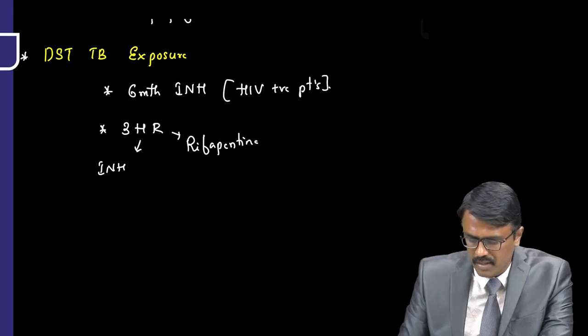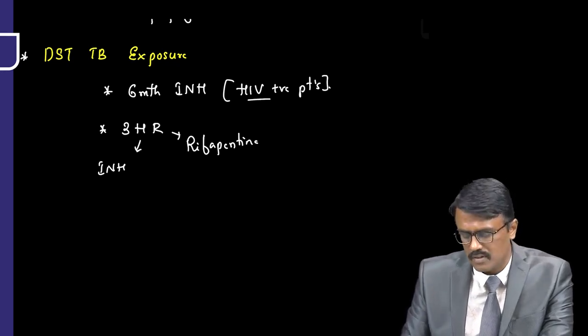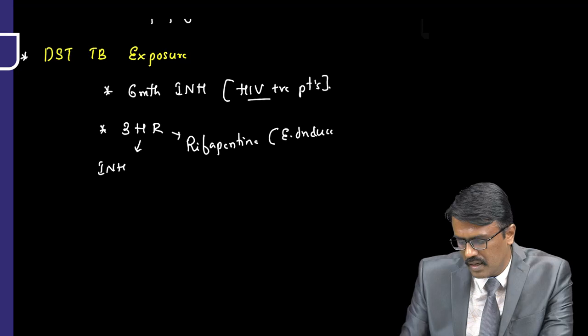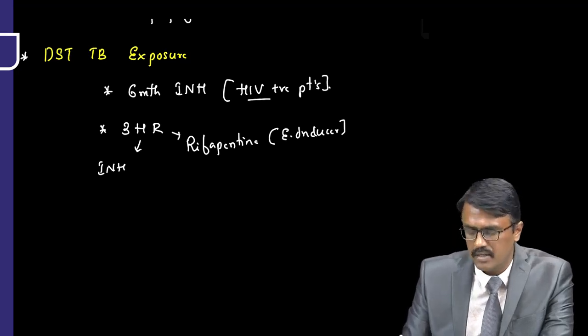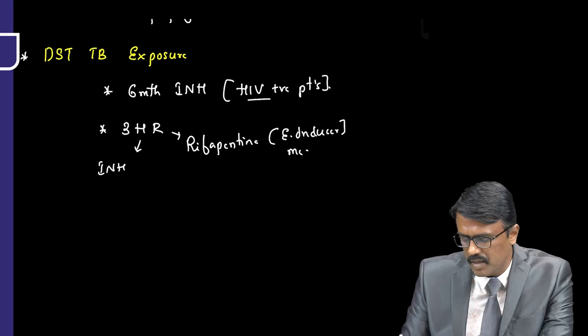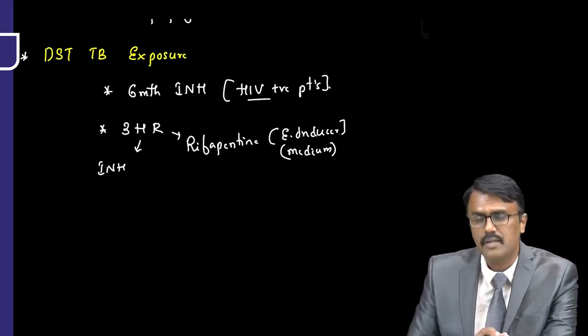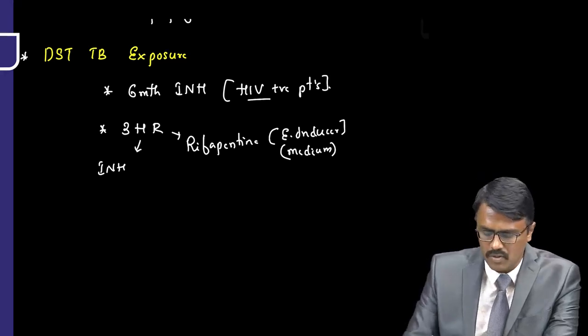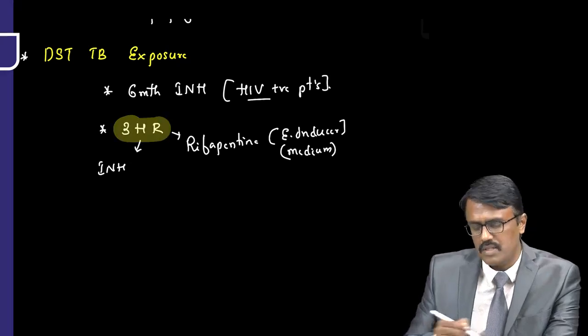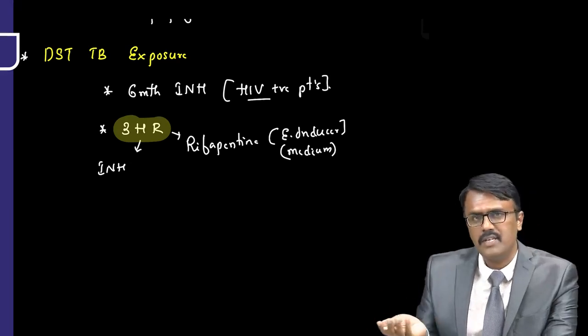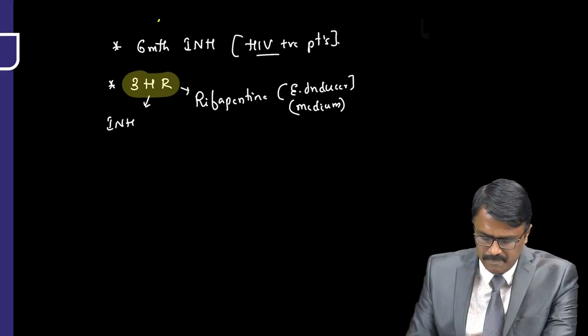The reason why rifampicin is not used in HIV positive patients is that it has an enzyme induction property, and compared to rifampicin, the enzyme induction property of isoniazid is medium. So since it's an enzyme inducer, there is a chance of drug interactions with HIV drugs. So that's why we avoid it in patients who are HIV positive. Otherwise, other patients who are close contacts, immunocompromised, we can go with 3HR. So that is if the patient is exposed to drug-sensitive TB patients.